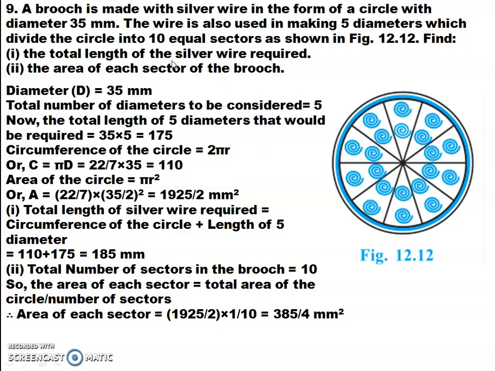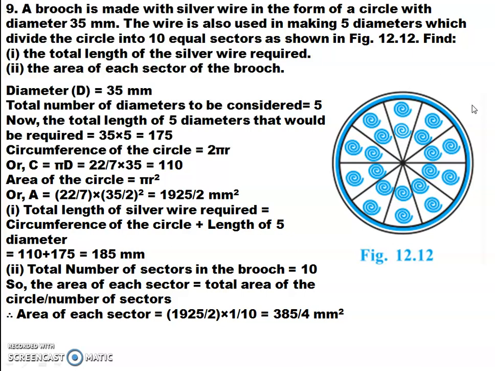Find the total length of the silver wire required. To get this length, what will you find? What is this length called? That is the perimeter of the circle. Perimeter of the circle is the circumference of the circle. What is the formula for the circumference of the circle? It is 2 pi r. You know that, isn't it?